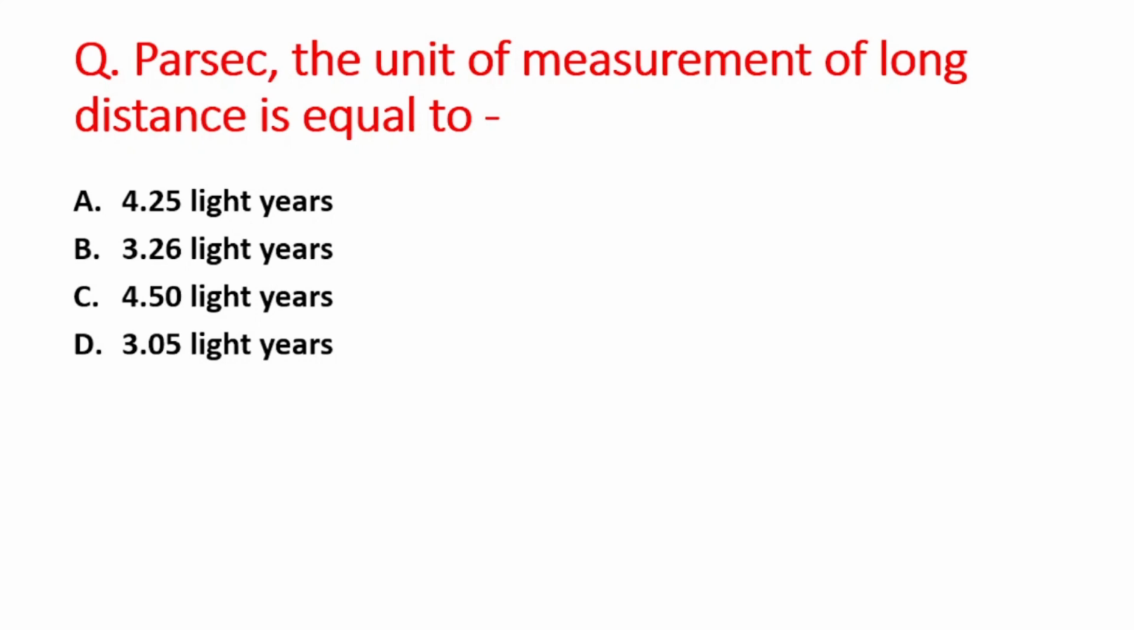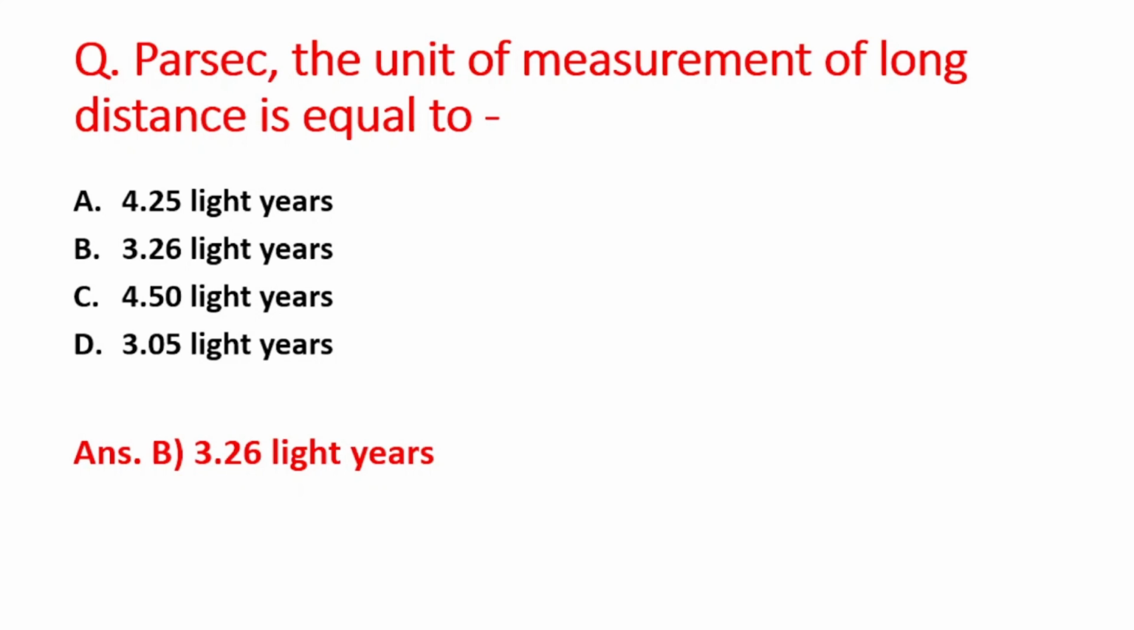First option is 4.25 light years. B option is 3.26 light years. C option is 4.50 light years. And D option is 3.05 light years. So 1 parsec is equal to 3.26 light years. That is, option B is the right answer.